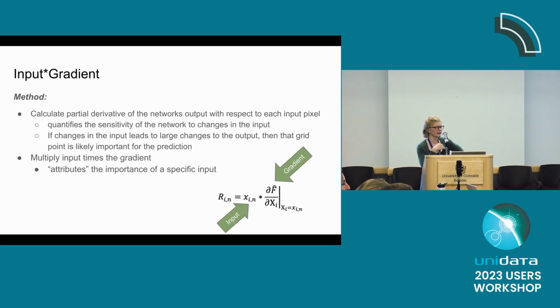And then the method is exactly what the title says. You just multiply the input times the gradient, and that attributes the importance of that specific grid point, via the gradient, to the specific region that you're looking at.